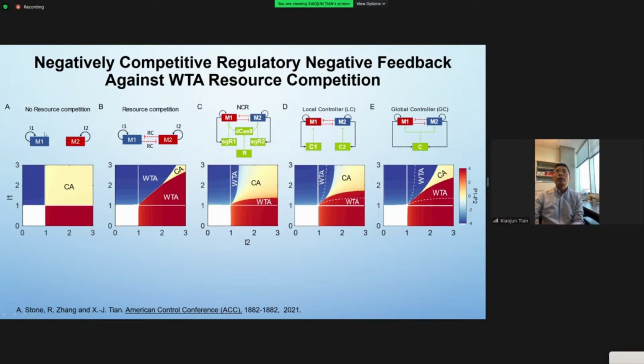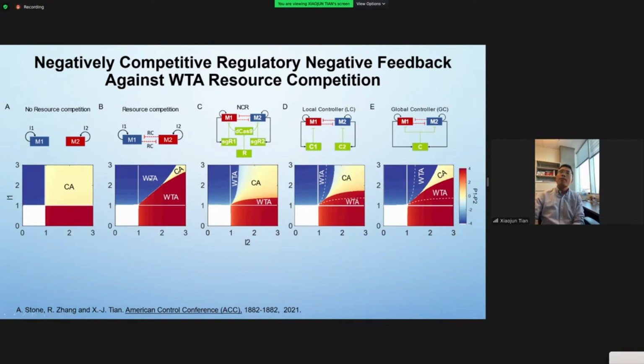And we did the simulation. So here, what you can see, we have two separate self-activation, two separate bistable switches, right? Under the ideal case, if we don't have resource competition, in the space of the two inducer doses, we could see a very large range for the co-activation region because they are independent, right? And if we consider resource competition, now the co-activation region is shrunk a lot, we have a very small region for the co-activation region.